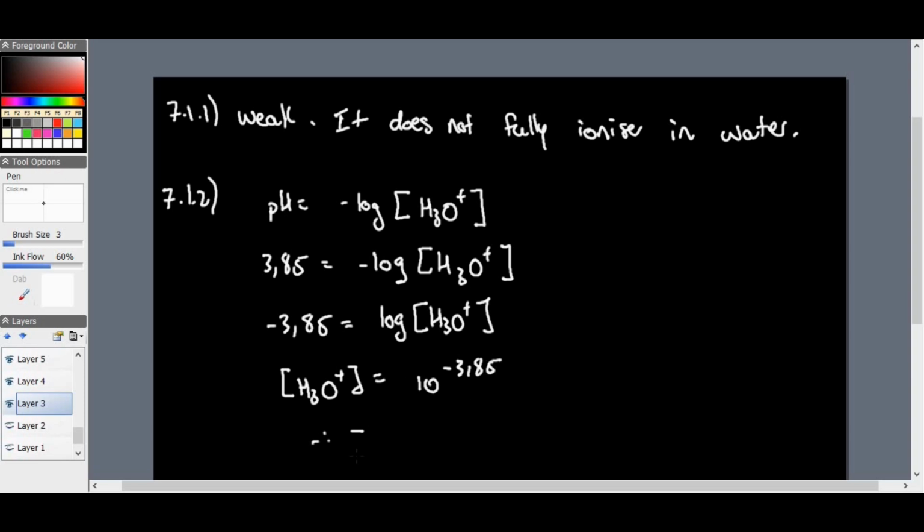And therefore the concentration of hydronium ions, H3O plus, if we put that in on our calculator, will equal, I'm just going to do it quickly, minus 3,85, end up with, to 2 decimal places, 1,41 times 10 to the power of minus 4, and that's concentration, so it is mole per decimeter cube.